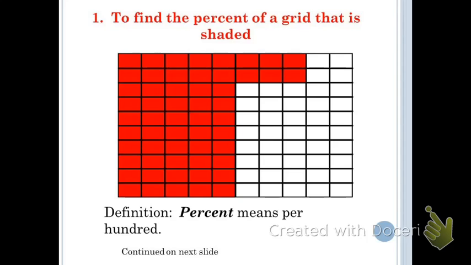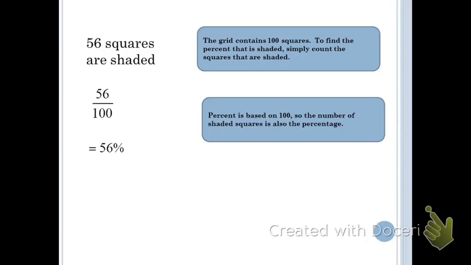By definition, percent means per 100. In this grid of rectangles, notice 56 out of the 100 rectangles are shaded. 56 squares are shaded. The grid contains 100 squares. To find the percent that is shaded, we simply counted the squares that were shaded. Percent is based on 100, so the number of shaded squares is also their percentage. 56 out of 100 are shaded, so 56% of the grid is shaded.